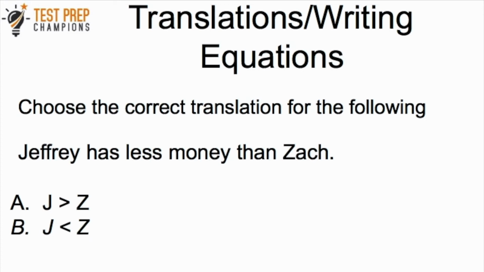Okay, so in this case here, now it's asking us Jeffrey has less money than Zach. So first of all, again, Jeffrey is replaced by J, Zach is replaced by Z, and we now need to understand that A would be read as Jeffrey's money, the amount of money Jeffrey has, is greater than the amount Zach has. This we could read as Jeffrey's amount of money is less than Zach's money. Basically, Jeffrey has less than Zach, and this is the less than sign here. So B is the correct answer.